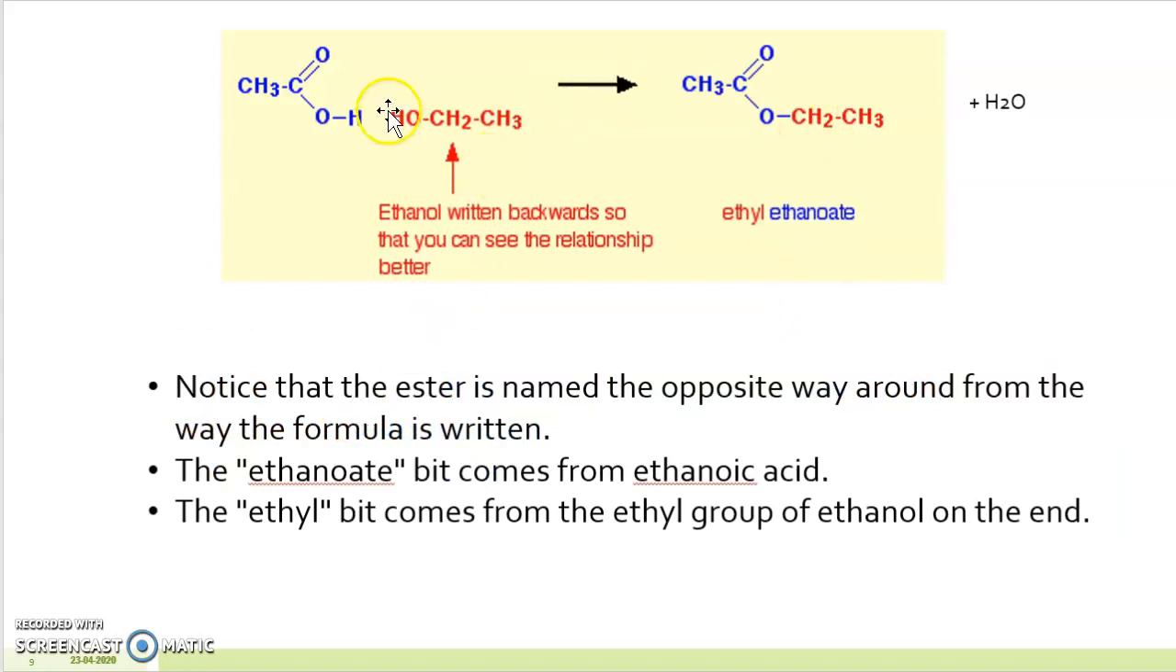This is the naming as I said earlier, and we have our by-product, which in this case is water. Notice that the ester is named the opposite way around from the way the formula is written. Even though we take the ethanoic acid first, it comes at the back of the name, ethanoate. On the other hand, the alcohol is stated at the front of the name.